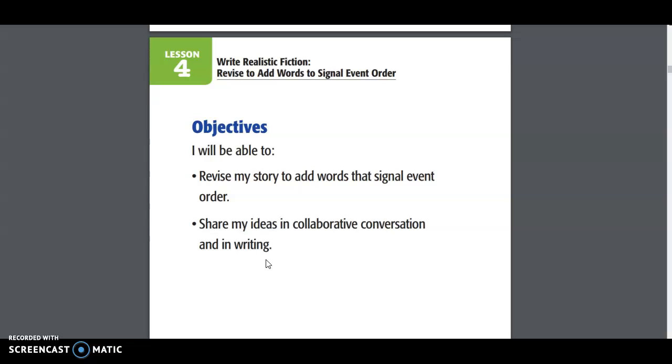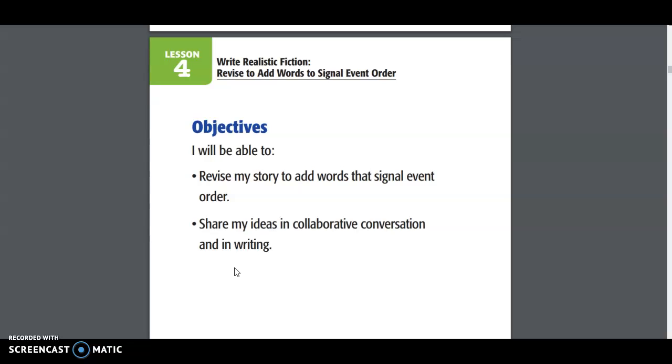Okay, we all have events. You have a beginning, middle, and end. So we need to make sure that we are using proper signal words to tell the correct order. That's what we're going to be doing today, and you're still going to be working in your notebook.